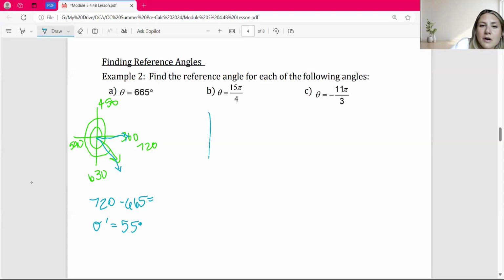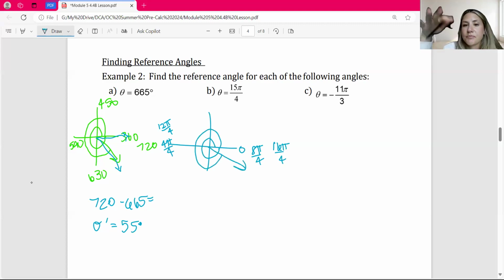15 pi over 4, that's a fun one. We'll have 0, halfway around the unit circle is going to give me pi, which is 4 pi over 4. All the way around is 2 pi, which is going to be 8 pi over 4. Let's add another 4, that's going to give me 12 pi over 4. Another halfway around is going to give me 16 pi over 4. So one time around is 8 pi over 4. 15 pi over 4 is almost to the 16 pi over 4, but not quite.